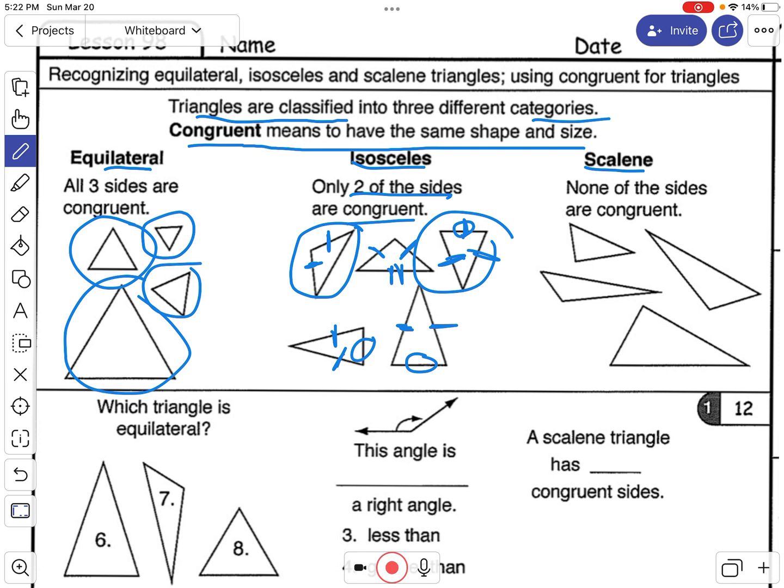Scalene triangle, no congruent sides. None of the sides are congruent. As you can see here, this is a long, this is kind of a medium, and a short. 3 different size, or length, sides.